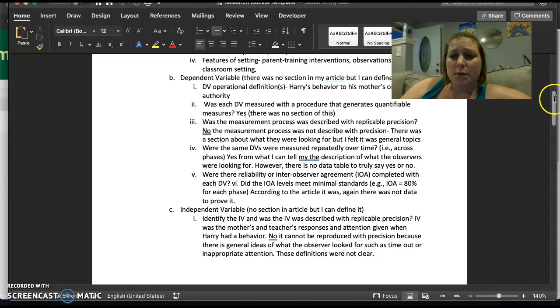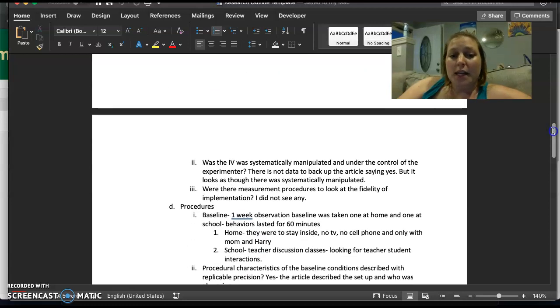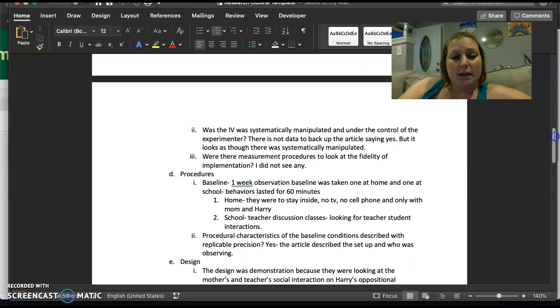Again, independent variable. My independent variable was not defined. But my independent variable was the mother and the teacher's responses and attention given when Harry has specific behaviors. So example would be timeout. If Harry had a behavior, he'd be sent to timeout. Again, no data to support anything.